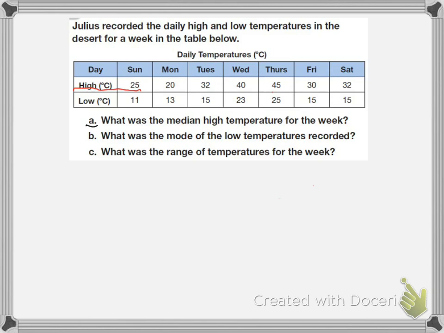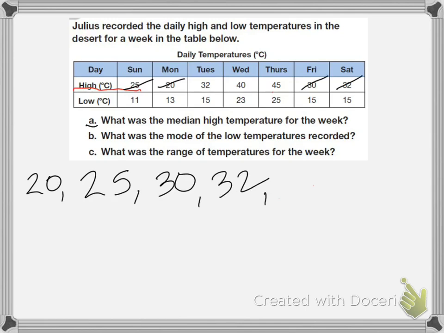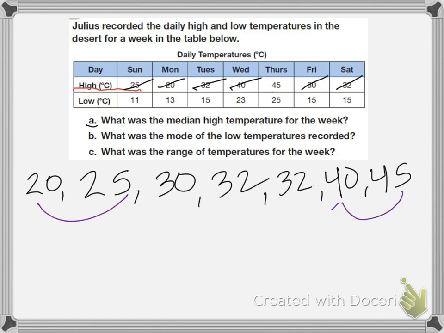So I start off with 20 and then 25. It helps to cross off the number as we go. 30, 32, 32, 40, and 45. Now to find the median, I count in from both sides until I find the middle number. So we go 1 and 1, 2 and 2, and they meet here in the middle at 32. So the median high temperature for the week is going to be 32 degrees.